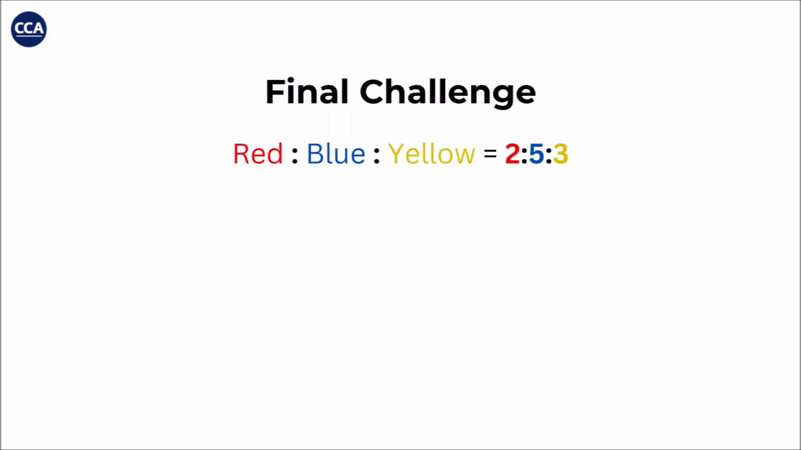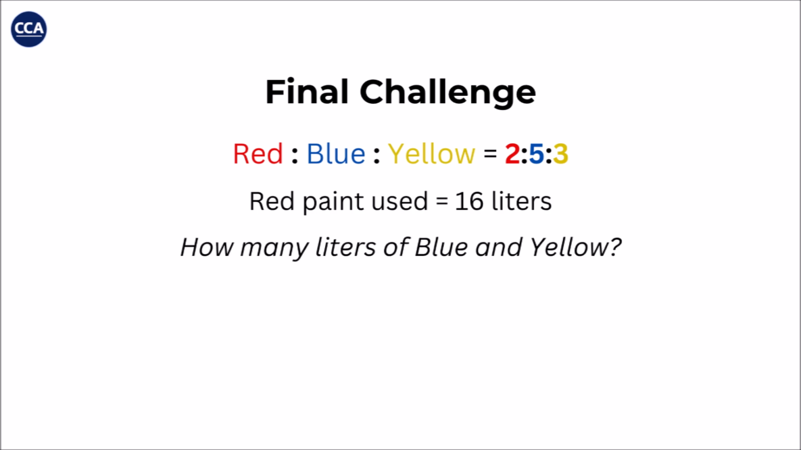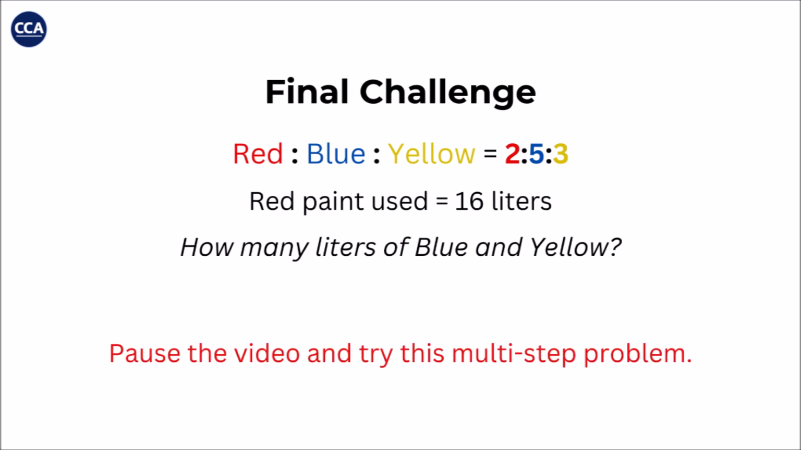Here is your final challenge. A paint color is made by mixing red, blue and yellow, in the ratio 2 to 5 to 3. If a painter uses 16 liters of red paint, how many liters of blue and yellow paint are needed? Pause the video and try.